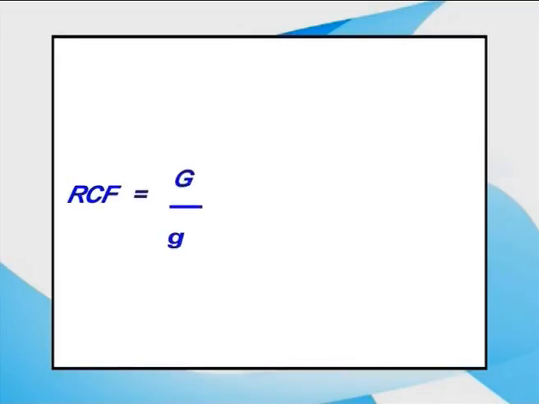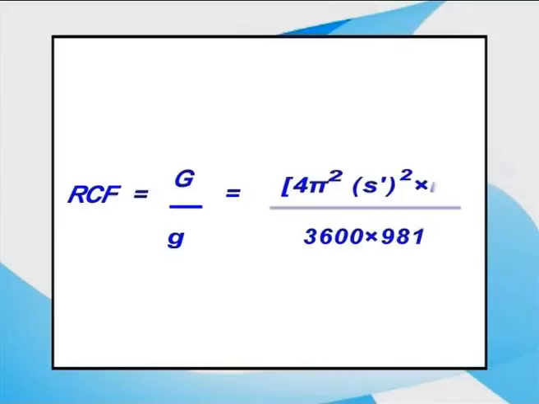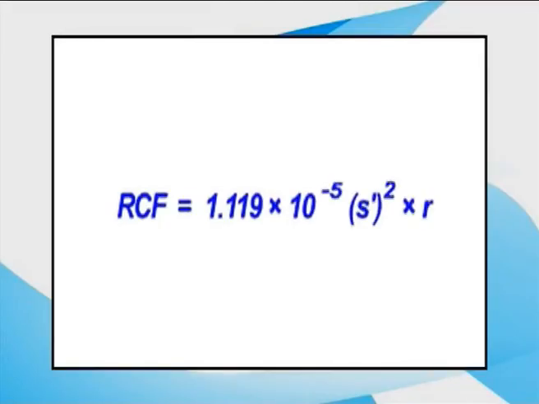RCF is equal to capital G, that is centrifugal acceleration, divided by small g, that is acceleration due to gravity, is equal to 4 pi square into s dash square into r divided by 3600 into 981. On simplifying this equation, we get RCF is equal to 1.119 into 10 raised power minus 5 into s dash square into r.